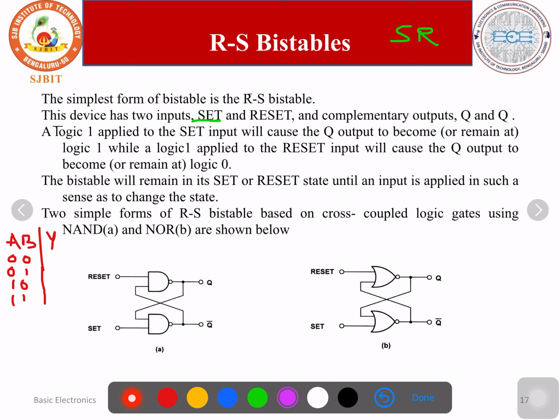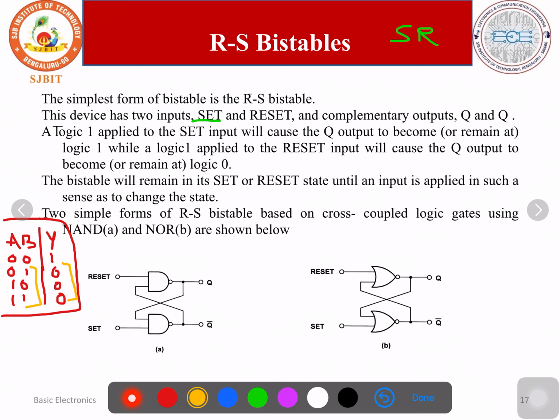NOR gate, it is the NOT of OR gate. So 0 plus 0 is 0, 0 bar is 1. 0 plus 1 is 1, 1 complement is 0. 1 OR 0 is 1, complement is 0. 1 OR 1 is 1, 1 complement is 0. So this is the truth table of the NOR gate. If you observe here, if any one of the inputs is 1, the output is 0 irrespective of the other input. So let us use this.